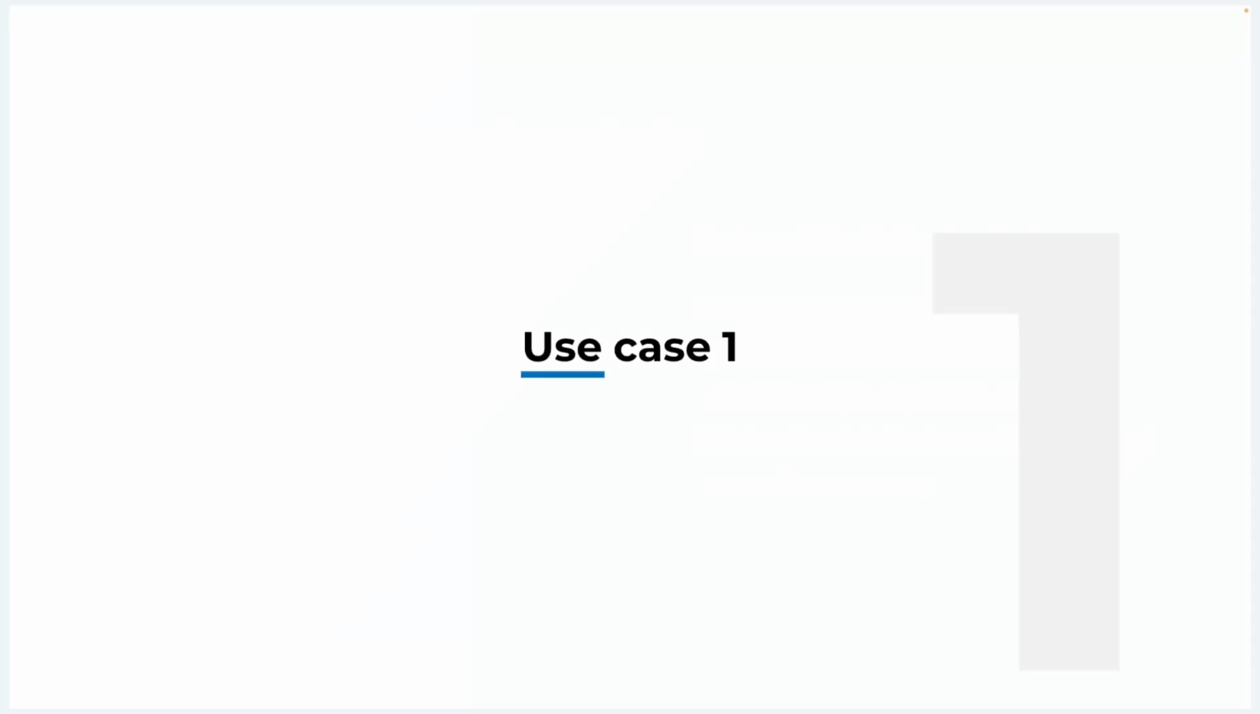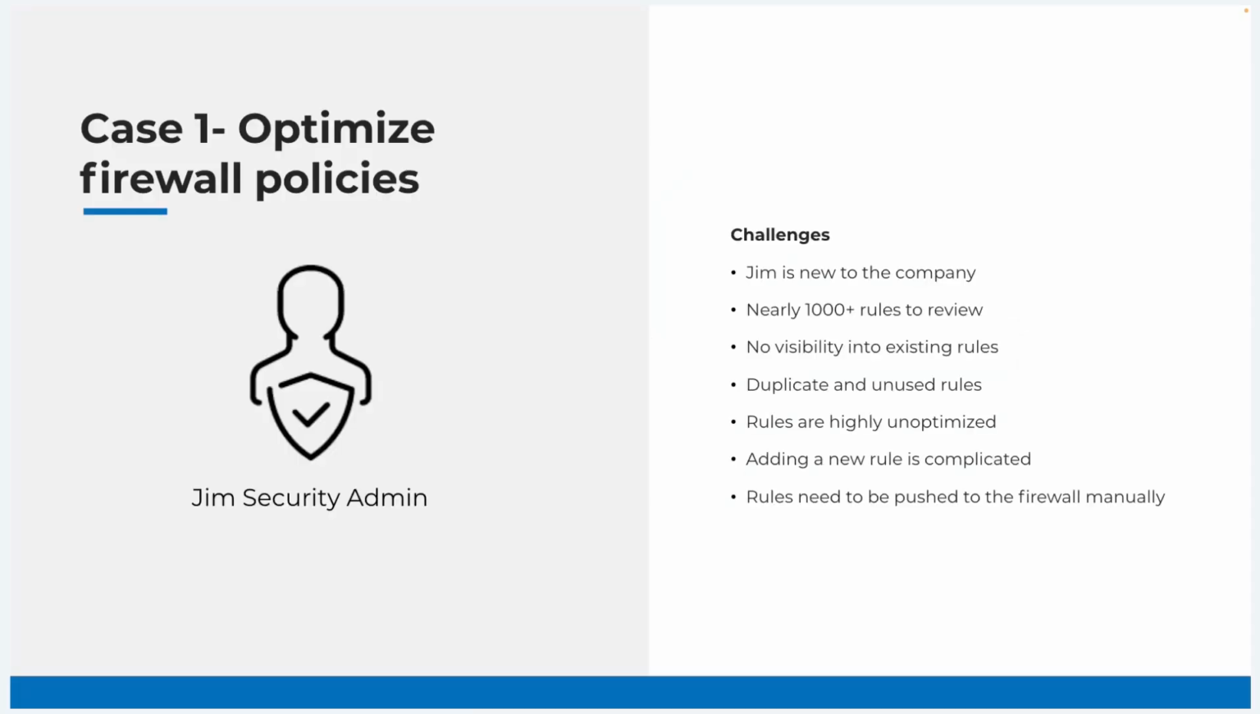Use case number 1. The first task at hand for Jim is to optimize the firewall policies. For this, Jim has to face the following challenges. He's new to the company, which means he does not have visibility into the existing ruleset. Secondly, the company is pretty old, meaning there are at least 1,000 rules for him to review. He has to review each rule manually because of the lack of visibility, and this will take an enormous amount of time.